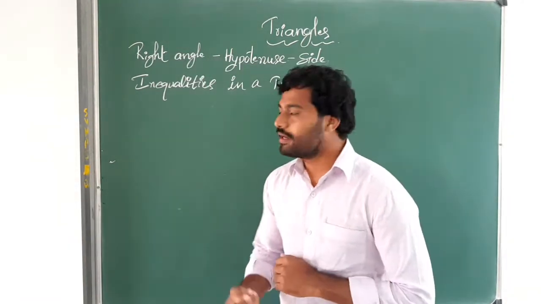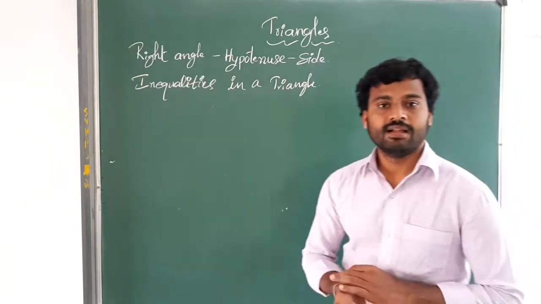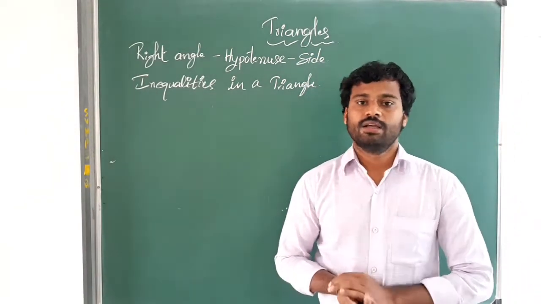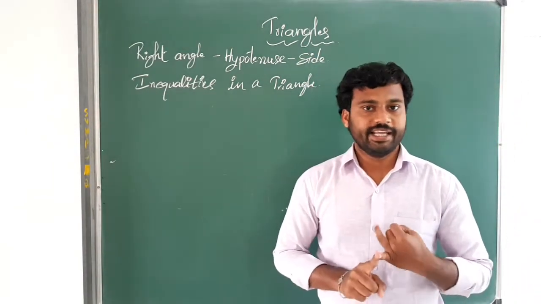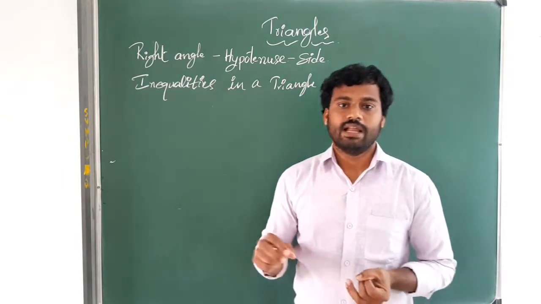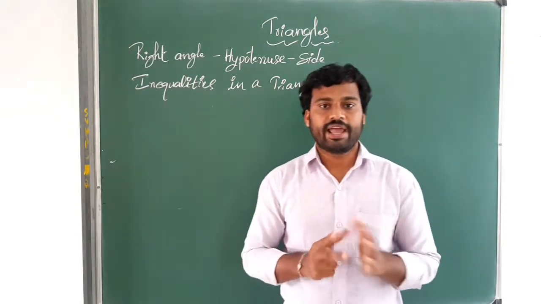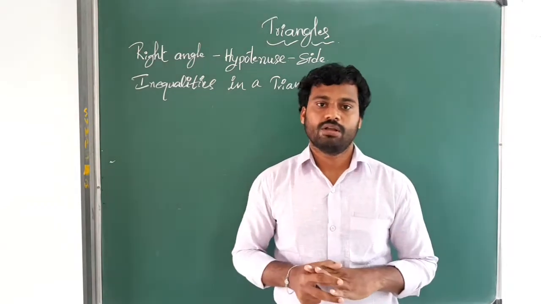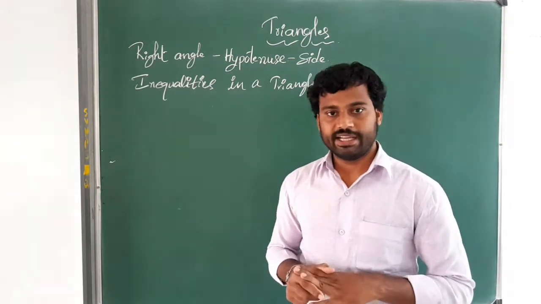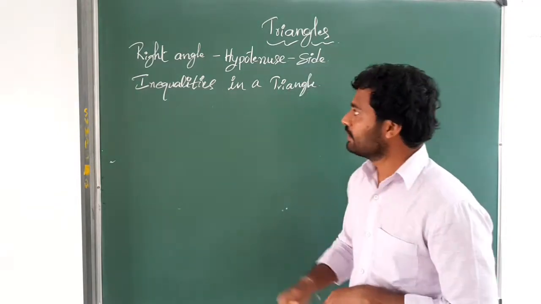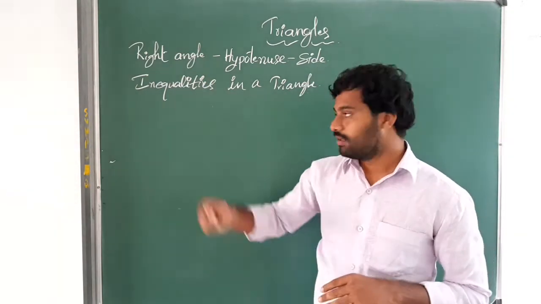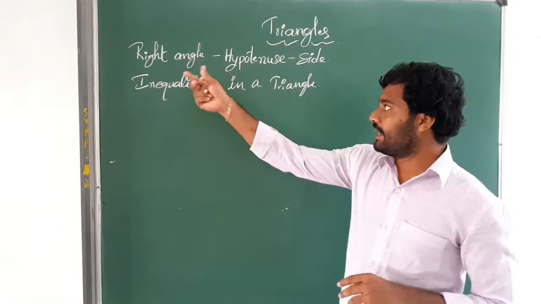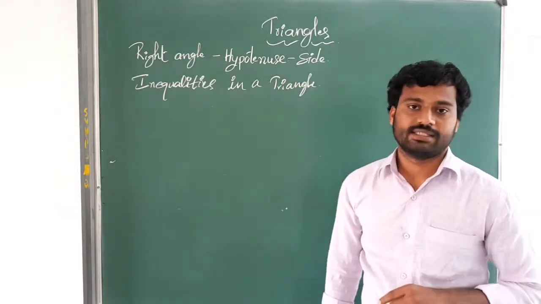Yesterday we already learned some of the topics in triangles, that is the congruence and the criteria. We learned how to prove any two triangles are congruent with the help of criteria. A few criteria we already learned. The last criteria, one more criteria, is right angle hypotenuse side.